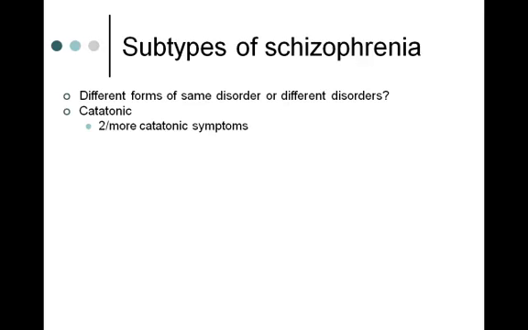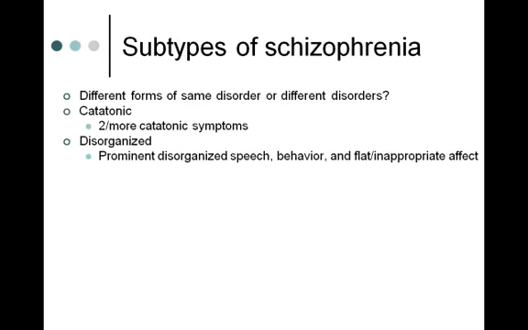Right? And when we talk about the subtypes, there's kind of this hierarchy where, okay, if you have these things, it's catatonic. Okay, if you don't have 2 catatonic symptoms, then it might be one of these others. But if you have 2 of those, regardless of what other symptoms you have, it's catatonic. So if you don't have 2 catatonic, might be disorganized. Disorganized is when you have prominent disorganized speech, behavior, and flat or inappropriate affect.